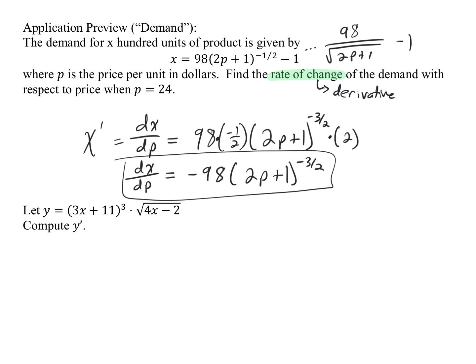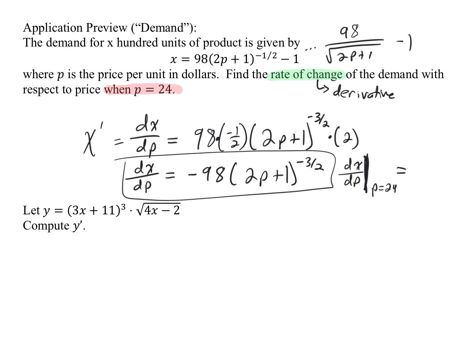Let's go read what the question is asking. Find the rate of change of the demand with respect to price when p is equal to 24. Okay, so let's write that notation. The derivative of x with respect to p evaluated at p equals 24. If you haven't seen this notation recently, all this means is you're going to plug 24 into the derivative function. So here's the function you're thinking about, and this is the number you're plugging in.